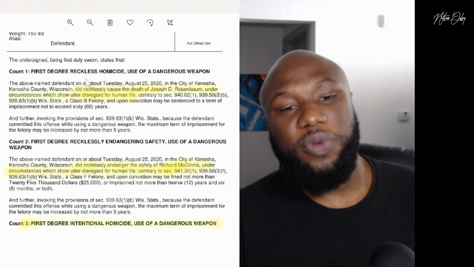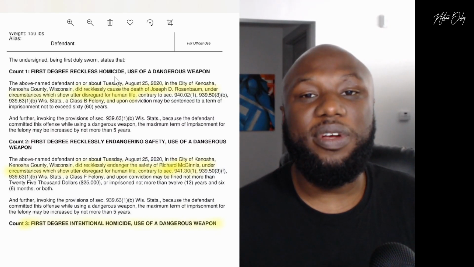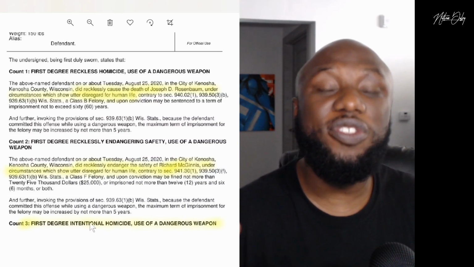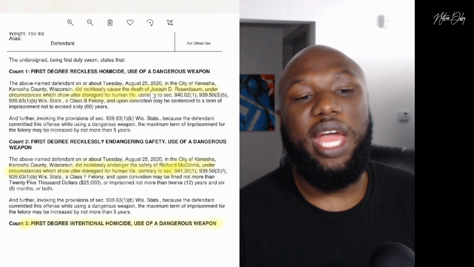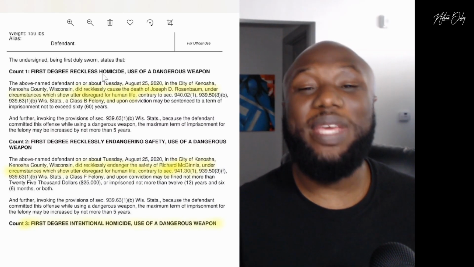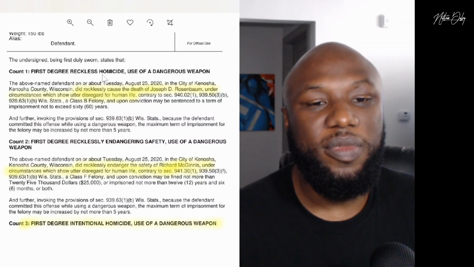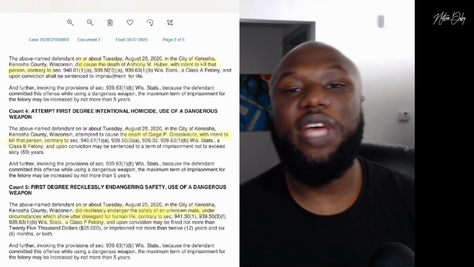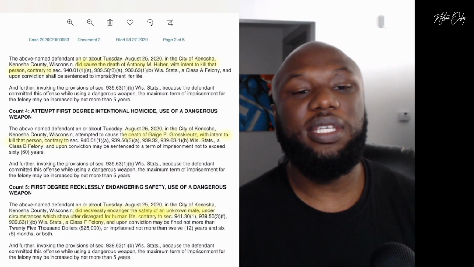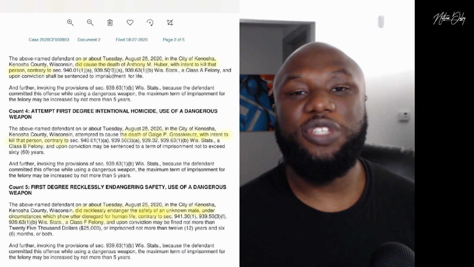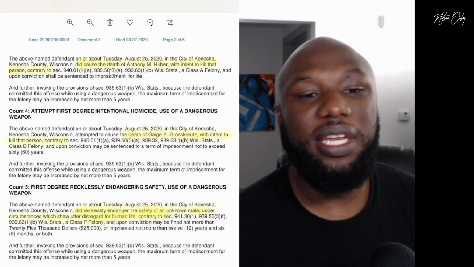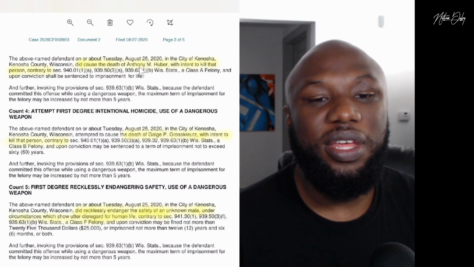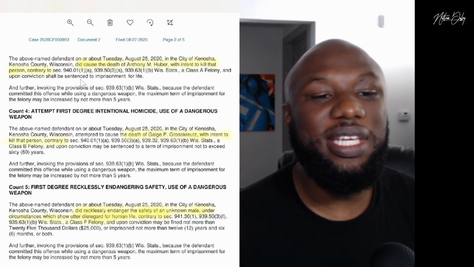So here we're talking about reckless behavior, and here we're talking about intentional behavior. Intentional means my intent was to kill this person. With reckless, my intent wasn't to kill them, but because of my actions, the person died. So let's read count three. This one is in reference to Anthony Huber, victim slash suspect. They're saying that this was intentional homicide. What it states is Kyle Rittenhouse did cause the death of Anthony Huber with intent to kill that person.